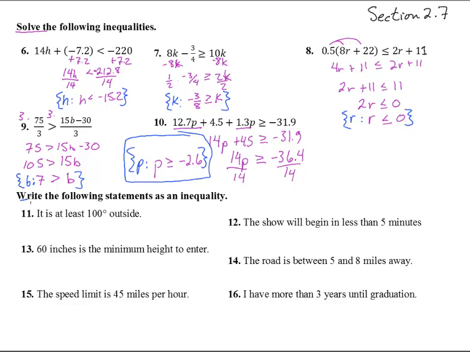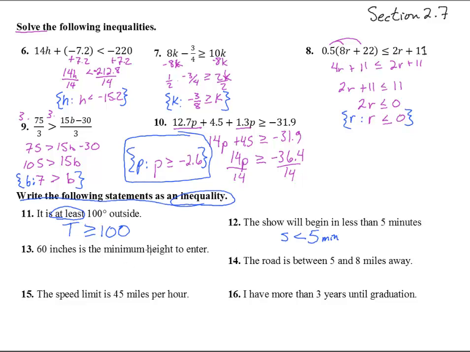Here we're going to just write the following statements as inequalities. That's it. Just put an inequality on each statement. It is at least 100 degrees outside. So the temperature, or T, is greater than or equal to 100. That's what at least means. Bigger than or equal to. The show will begin in less than 5 minutes. So the time, or show beginning in less than 5 minutes. That's it. I guess I could put minutes right over there.